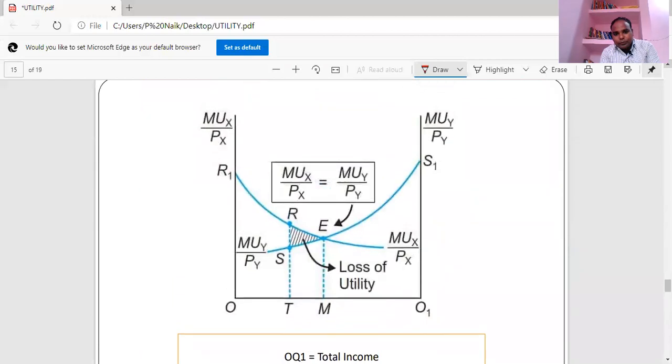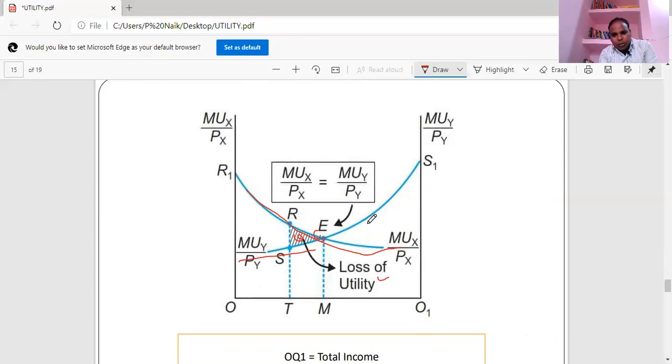Okay, look here. This is the diagram of marginal utility x upon px, and this is the marginal utility y upon py. Okay, and this is the equilibrium point. At this equilibrium point, marginal utility x upon px equals marginal utility y upon py, and here this point is the loss of utility. The consumer is not getting utility here.